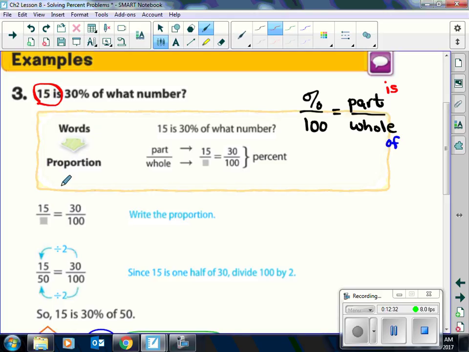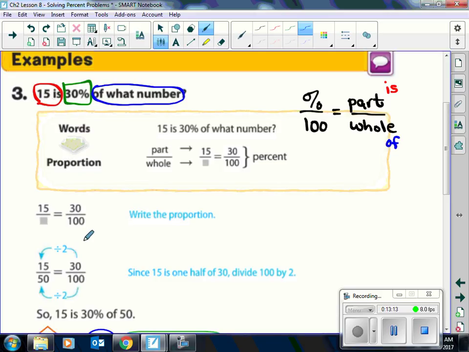Is everyone with me? The 30%, of course, that's the percent because it has a percent sign on it, right? So that goes over 100. So that's going to be 30 over 100. And the "of what number," that's what we're solving for. So the "of" is the whole. We're solving for the 100, the whole thing. Does that make sense? So here, if I have 15 over my blank spot right there, equals 30 over 100. That's how we set up our proportion.